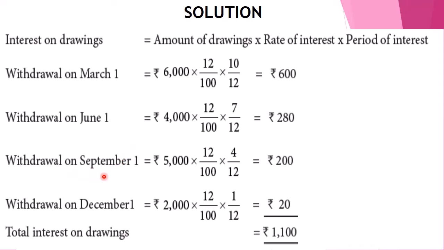Third withdrawal was on September 1st. That is 5,000. September, October, November, December. That is 4 months, so the period of interest is 4 by 12. When you do the calculation, you will get an amount of rupees 200. The last withdrawal was on December 1st. The amount was withdrawn for 1 month, so it is 1 by 12. So you get an amount of rupees 20. When you add up everything, you get a total of 1,100. That is the total interest on drawings.